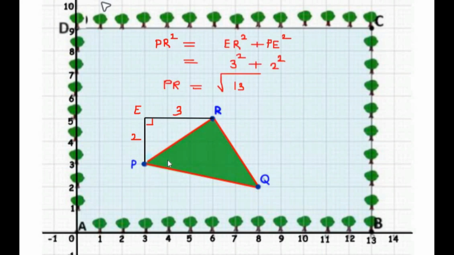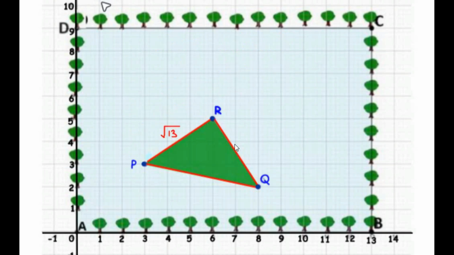So the hypotenuse is PR, so PR square is equal to ER square plus PE square. Now ER we got as 3, so 3 square plus PE, which is 2 square. Taking the square to the other side of the equal sign, we get PR is equal to square root of 3 square plus 2 square, which is 13. So the length of PR we got is square root of 13.